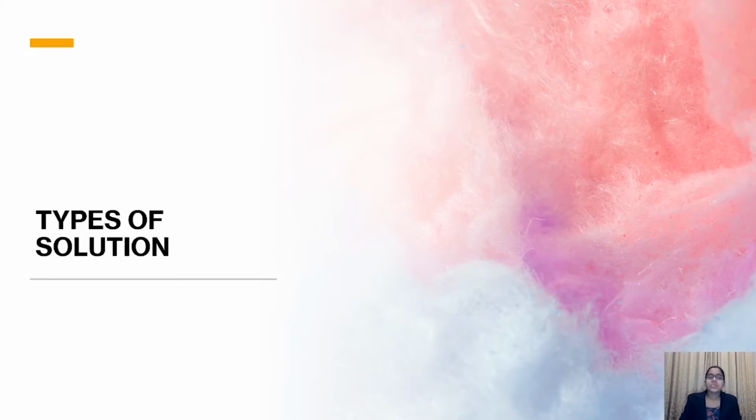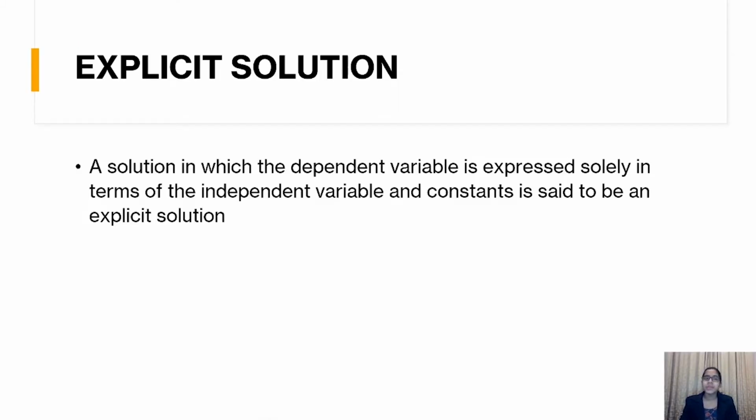Now next we shall move on to the types of solution. So we are going to discuss explicit solution. What is meant by explicit solution? A solution in which the dependent variable is expressed solely in terms of the independent variable and the constants is said to be an explicit solution. What is a solution? Solution is a function, right? So the solution is said to be explicit if the dependent variable can be written as a function of the independent variable explicitly, that is y is equal to phi of x.